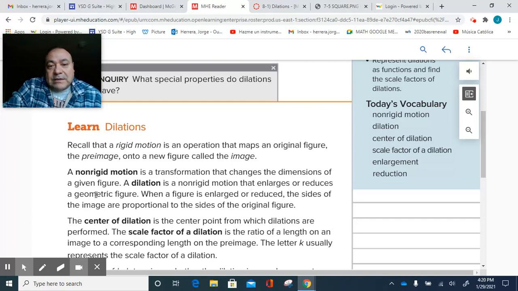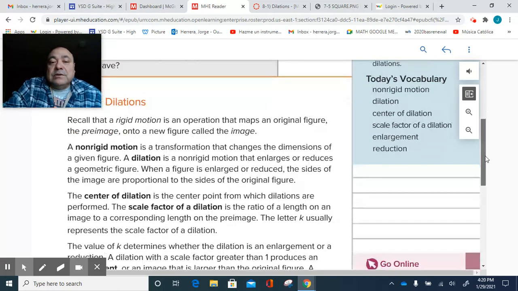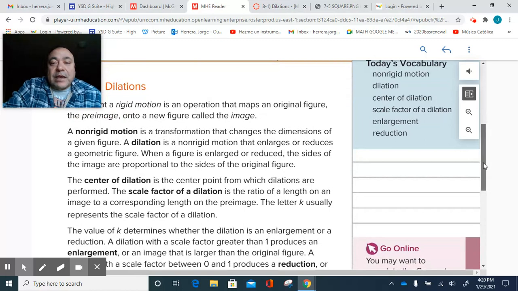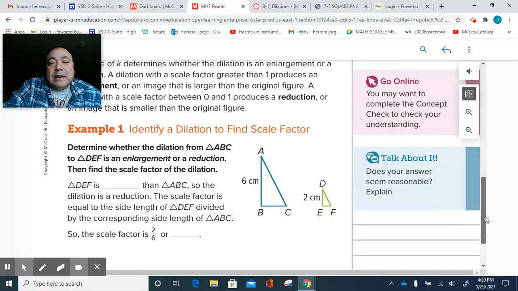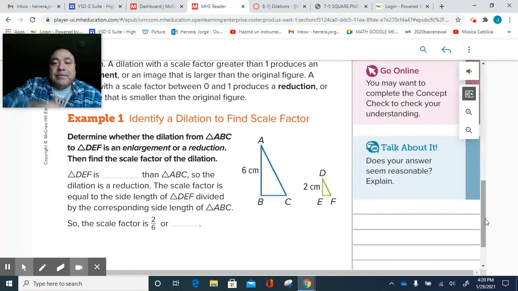And for that, we need a center of dilation, okay? Or we need a scale factor for that as well. So I'm providing that vocabulary, guys, so you can read it. But let's look at example one right there.